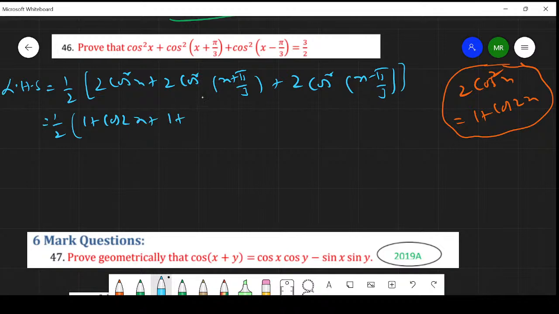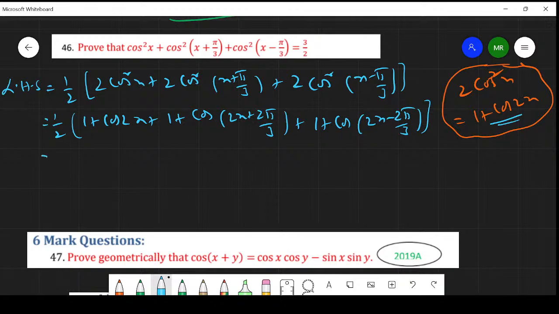Again this one, 1 plus cos of 2x plus 2 pi by 3. Correct. This also, 1 plus cos of 2x minus 2 pi by 3. So replace this, because 2 cos square x, in the place of x we have this. This is 1 plus cos 2x, you should write. Now you can see here 1 by 2, 1 plus 1 plus 1 is 3. It will be cos 2x.